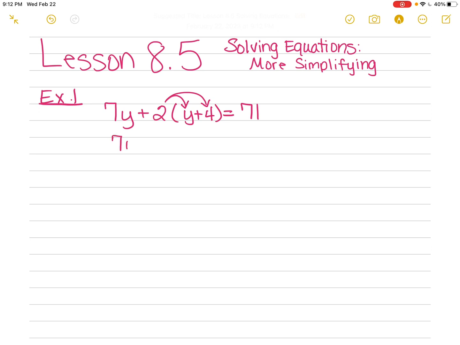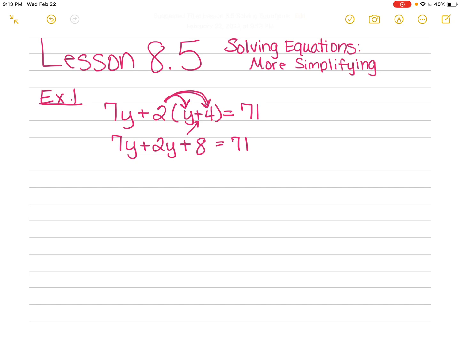So the 7y stays there. And then I'm going to do 2 times y is 2y plus 2 times 4 is 8. So this plus came from that plus. If that was a minus, this one would be a minus. Okay, and then that equals 71. So that's the distributive property. You already know how to do that. Just know now that you need to get rid of those parentheses right away.